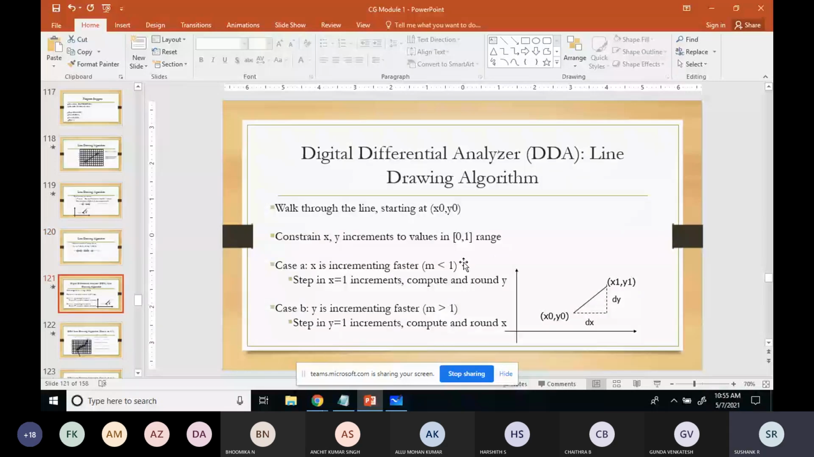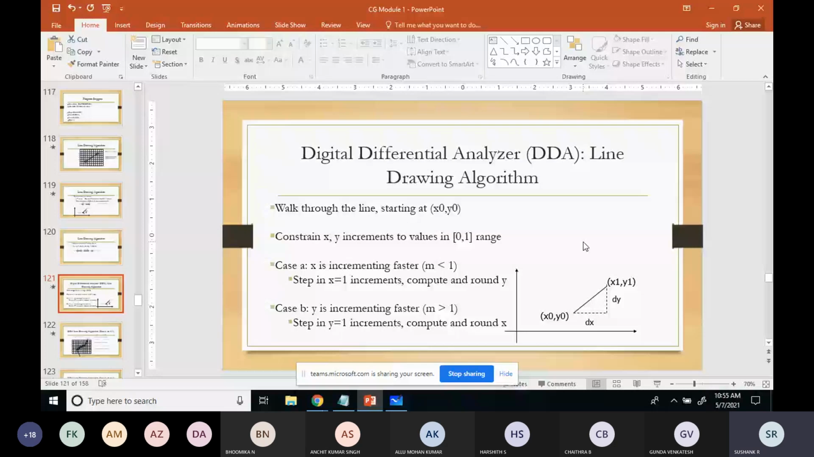So this is the differential algorithm. First we have to calculate the slope. Once you calculate the slope, 3 cases will come: m greater than 1, m less than 1, and m equal to 1. So m less than 1 means you have to move along x increment and compute y. And if m is greater than 1, you have to move along y increments and compute x. So this one should be clear.